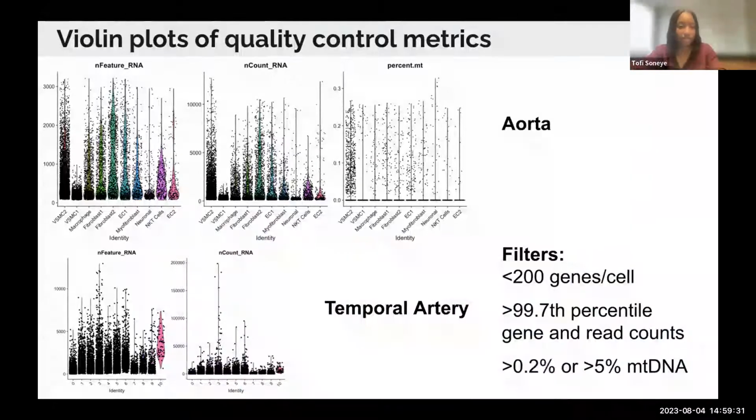So based on these preliminary plots that gave me an idea of what the data looked like, I filtered out the outliers, which were the cells with less than 200 genes and more than 99.7 percentile N count, gene and read counts. So this was done to ensure data reliability and accuracy.